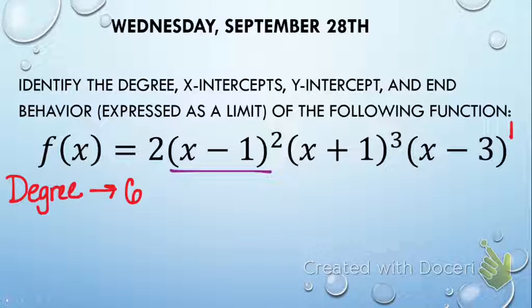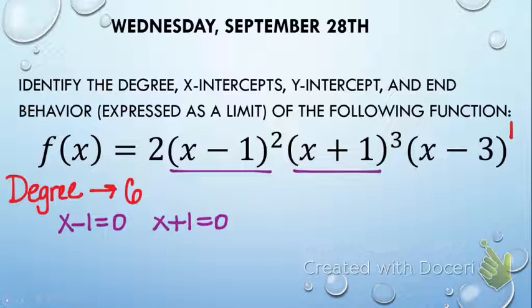All right, to find your x-intercepts, you're going to set your factors equal to 0. So take the x minus 1, set that equal to 0. Take x plus 1 and set that equal to 0. And then take x minus 3. So go ahead and do that to find your 3 x-intercepts.